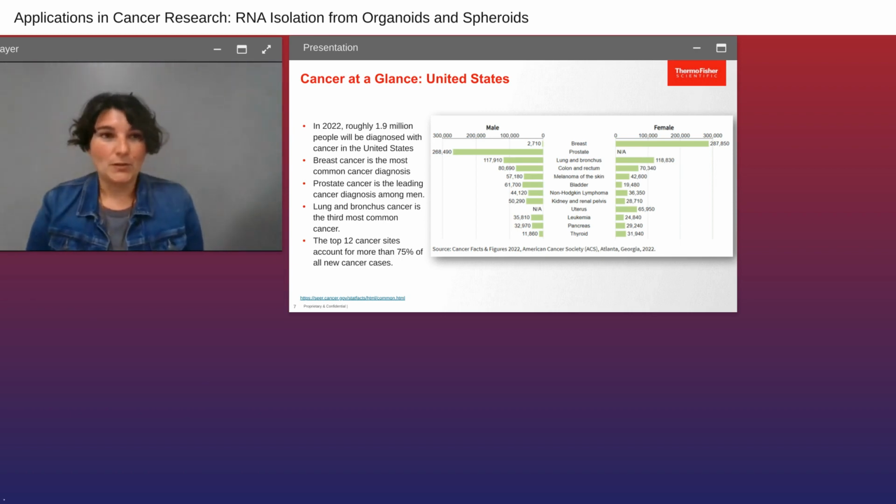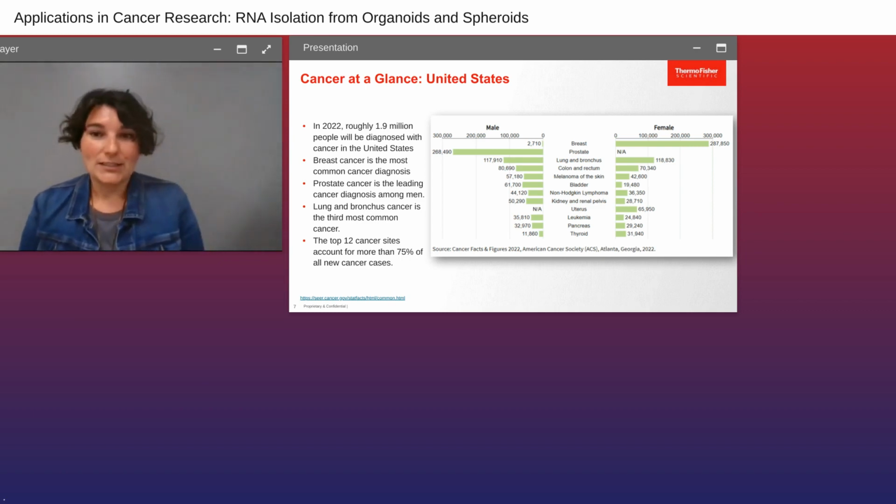Once you get past those, then it's pretty even. There's not a huge difference between genders as to which cancer diagnosis is received, except for uterine, which is primarily for females. So anyway, this is just highlighting some of the cancers that are top in the United States, but also need some more research.